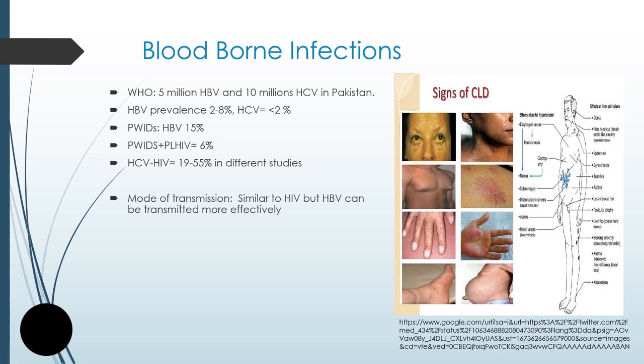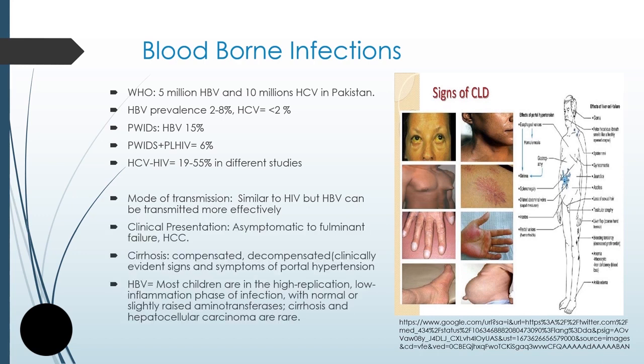For example, if we take the example of needle-stick injury, the rate of transmission of hepatitis B virus through needle-stick injury is 3%, while for hepatitis C is 3% and least is for HIV, which is 0.3%. The clinical presentation of hepatitis B varies from asymptomatic stage to permanent hepatic failure and hepatocellular carcinoma. Patients may present with cirrhosis, which can be compensated or decompensated.